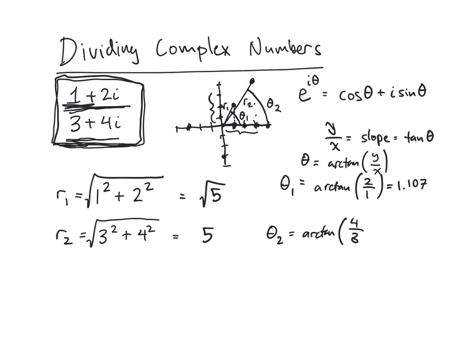Theta 2 is going to be the arctangent of 4 over 3, because it's the y-coordinate over the x-coordinate. And I calculate that to be 0.9273.